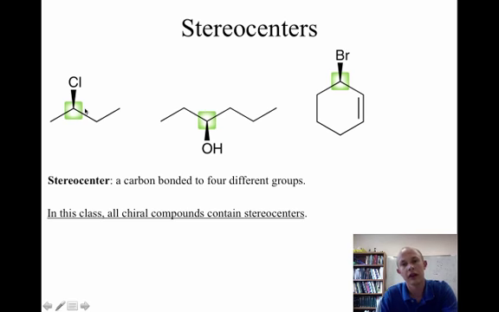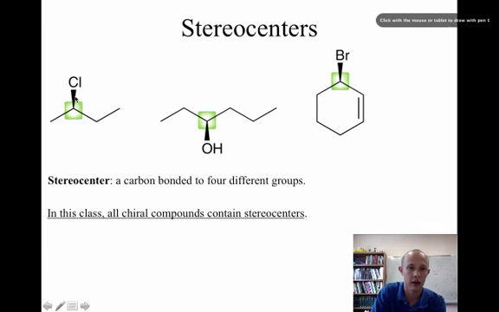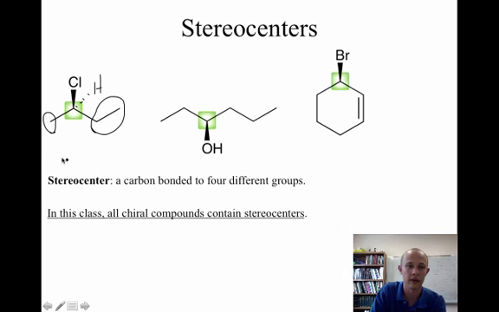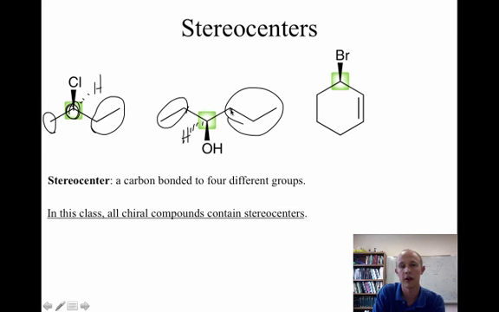Okay, so let's identify the stereocenters in these molecules. This can be kind of subtle, right? Because notice this is a carbon. In this case, it's bonded to a chlorine and a hydrogen and a carbon, but we're looking at the entire group. So this ethyl group is different than this methyl group, so this is a stereocenter. This is a stereocenter because we have an OH and a hydrogen and an ethyl and a propyl group. Just because these two are carbons doesn't mean that it's not a stereocenter. Those are 2 different groups. Similarly here, we have a hydrogen and a bromine and a carbon with a double bond and a carbon that doesn't have a double bond, so this is a stereocenter.